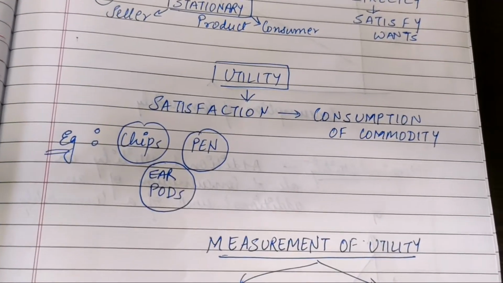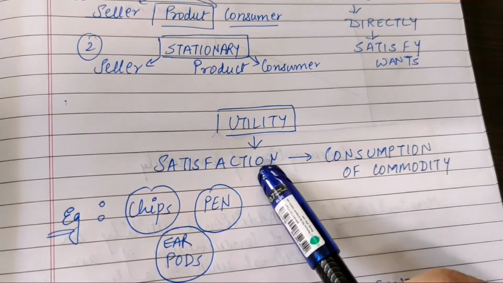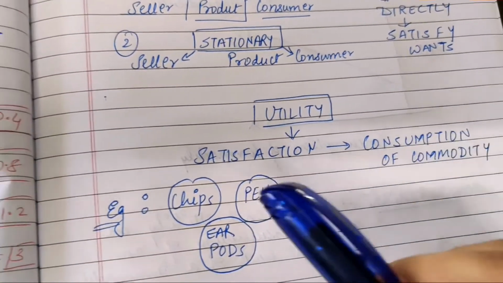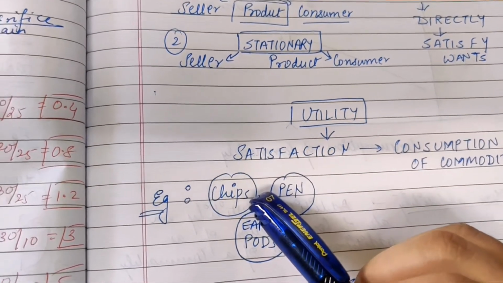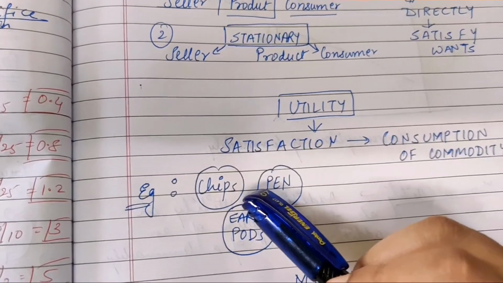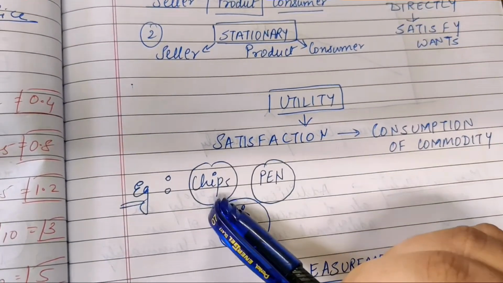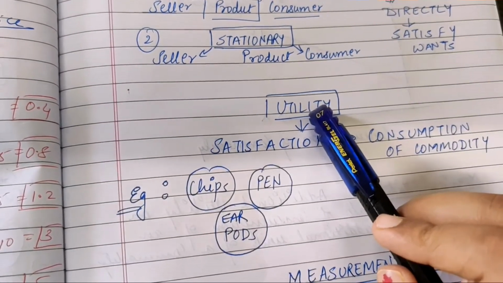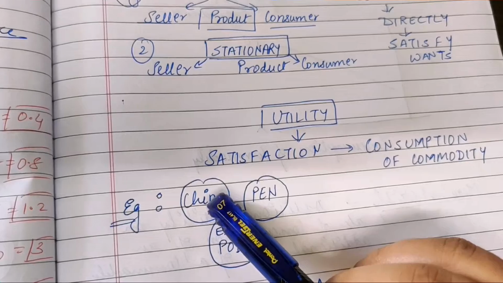Now talking about utility. What do you mean by utility? Utility is the satisfaction derived from consumption of a commodity. Suppose you consume Lay's, which is chips. You consume Kurkure, or there are various types of chips, yes or no? So what are you doing? You're satisfying your want from the consumption of this commodity. That is what utility is. That is how you're utilizing the product.